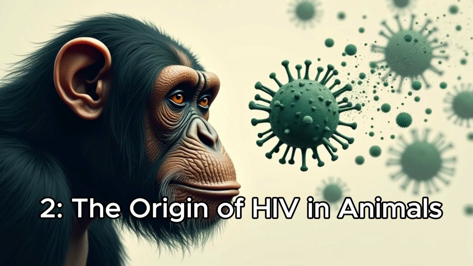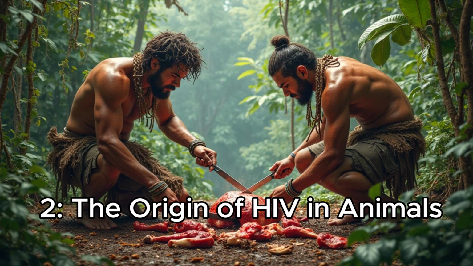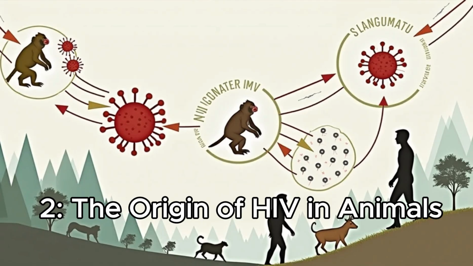The origin of HIV in animals. HIV didn't begin in humans. It came from a simian virus, a virus found in primates called SIV, or simian immunodeficiency virus. Scientists believe that SIV crossed over to humans through a process called zoonosis, when a virus jumps from animals to humans. This likely happened when humans hunted and butchered chimpanzees for food in Central Africa, exposing themselves to infected blood.